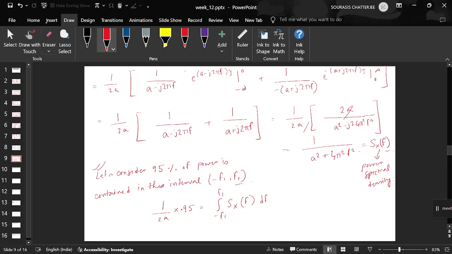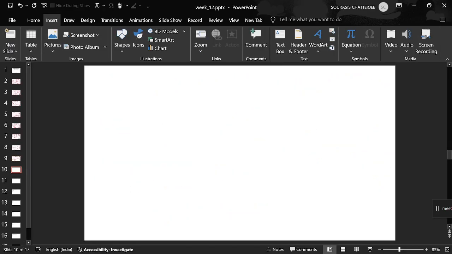So let us just replace those values here. I need to introduce another slide. So it's 0.95 divided by 2a equal to the integral from minus f1 to f1 of 1 over (a square plus 4 pi square f square) df, right? I will just take 1 over 4 pi square common, so that would make it the integral from minus f1 to f1 of 1 over (f square plus a square by 4 pi square) df. So this is a standard format of tan inverse.